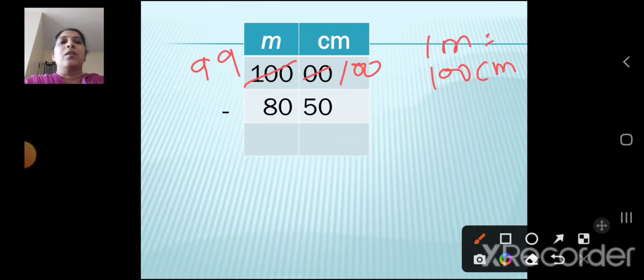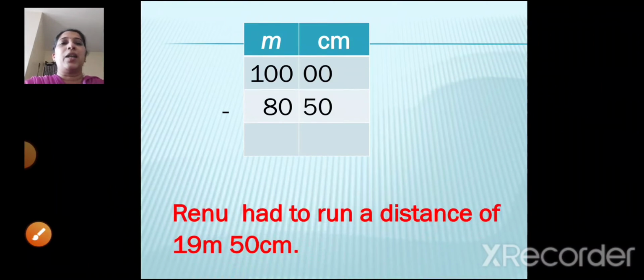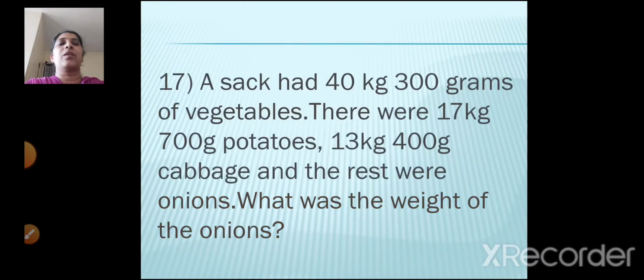And now we can carry out subtraction. 100 minus 50 is 50, right? 9 minus 0 is 9 and 9 minus 1, 8 is 1. So we get the answer 19 meter 50 centimeter. So we will write the final answer. Renu had to run a distance of 19 meter 50 centimeter, right? Let's move to the next word problem.